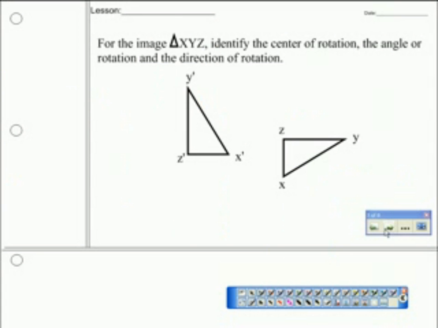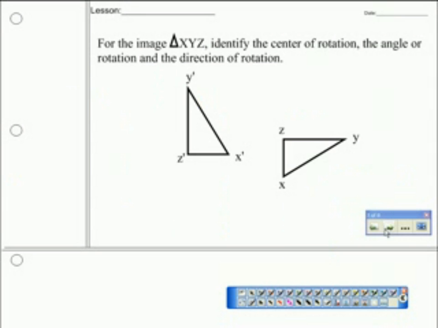The other thing you'll have to do, very limited, I don't like to do a lot of this, is identify the center of rotation, the angle of rotation, and the direction of rotation. Mainly I do these just so I want you to picture or figure out which one's the original and which one's the rotation. Mostly I'm not real super concerned with the center of rotation, just basically the direction and the angle.